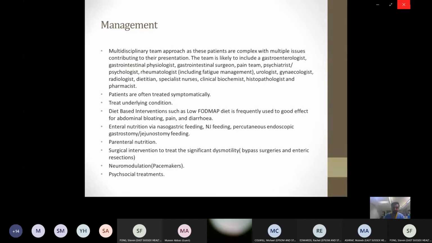Enteral nutrition via nasogastric feeding, percutaneous endoscopic gastrostomy, or jejunostomy feeding, and if the enteral route is not available, then parenteral nutrition is another option. Surgical interventions to treat significant dysmotility include bypass surgeries and enteric resections, and neuromodulation. Last but not least, psychosocial aspects should be sought and should be treated as well.